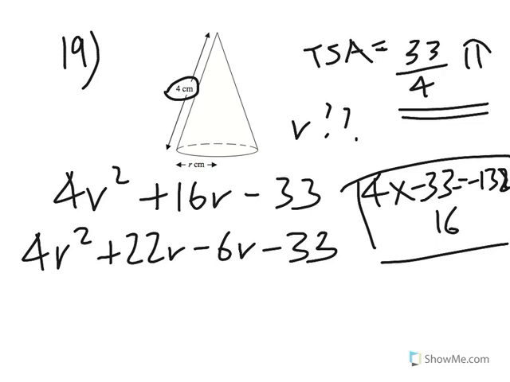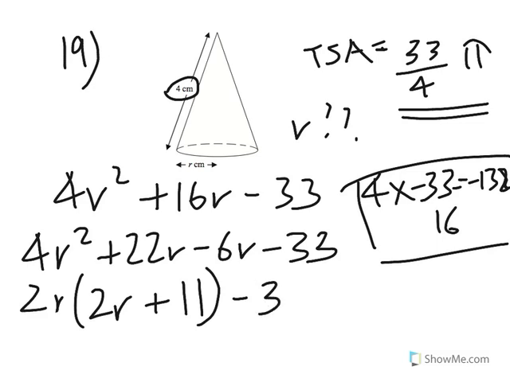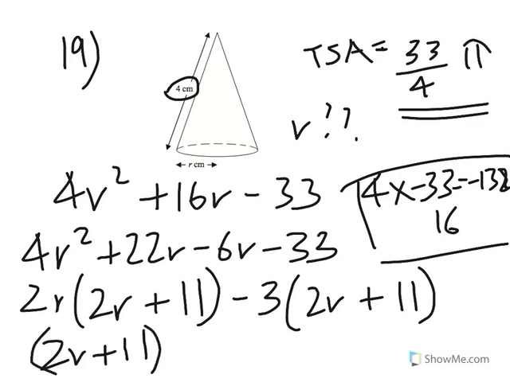So what we're going to do is 2r, and you get 2r plus 11, minus 3 times 2r plus 11. And then you have to factorize the whole thing, and 2r plus 11 is common, so 2r plus 11, and you remain with 2r minus 3. So now that is all equal to 0.